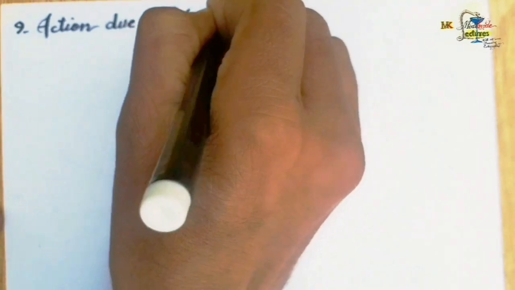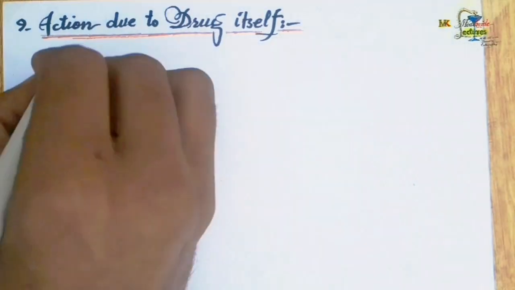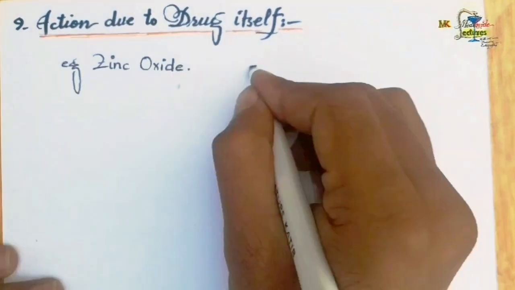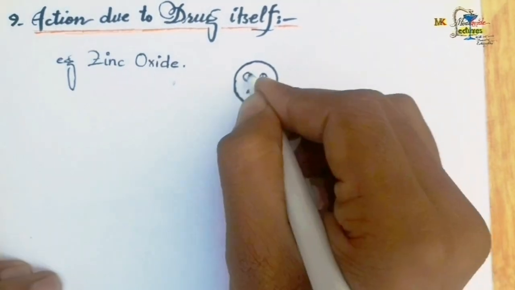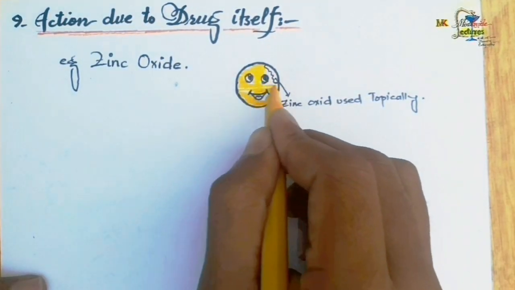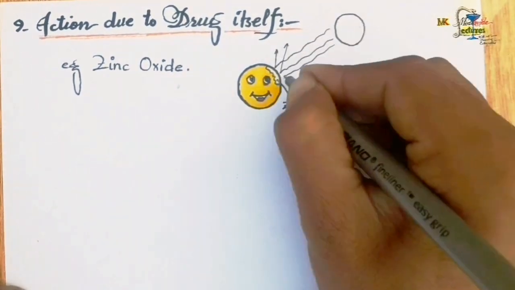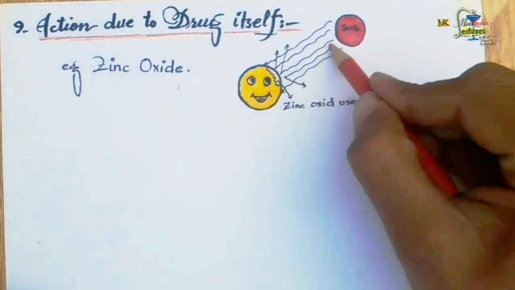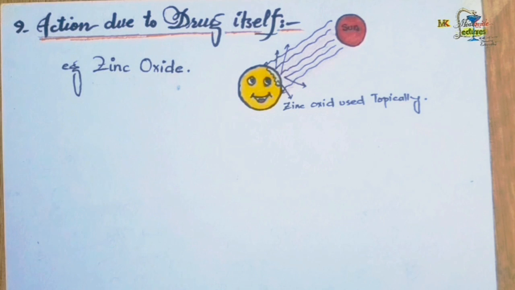And the last one in this topic is the action due to the drug itself. For example, zinc oxide, which has reflective properties and thus is used in some sunblocks, is applied to the exposed areas of the skin to protect the skin from the dangerous rays of the sun.